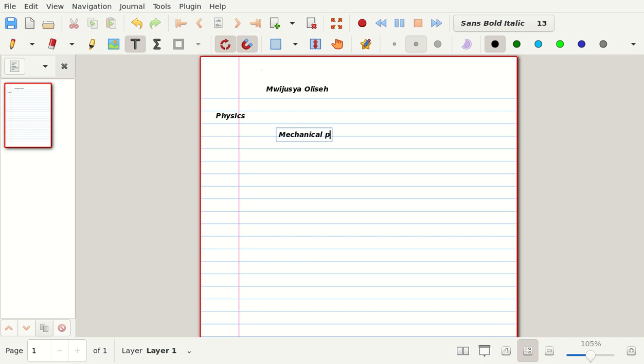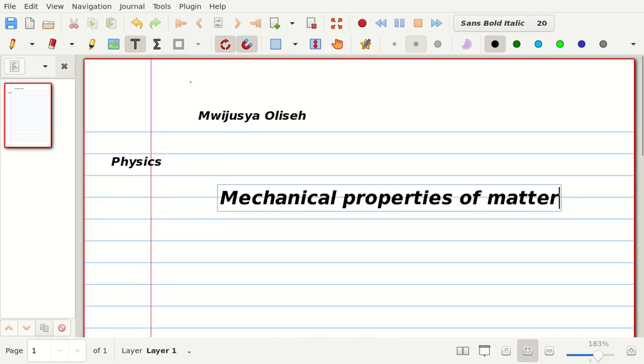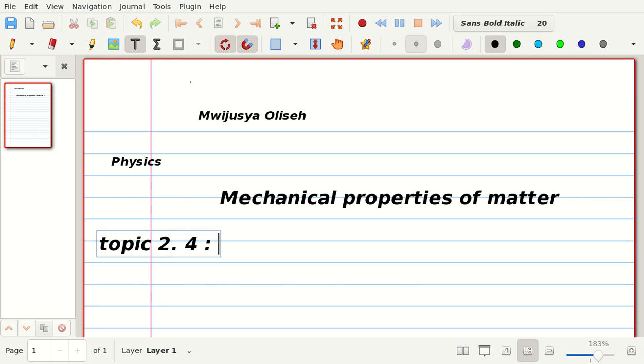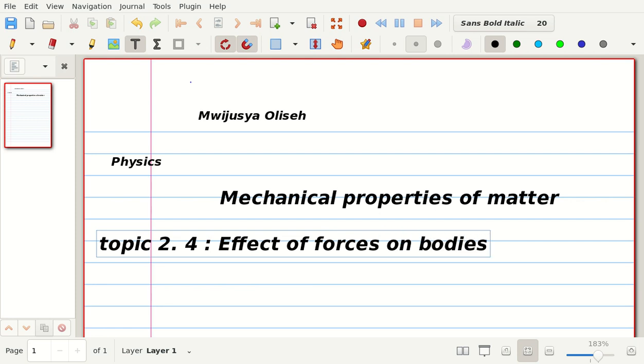Mechanical properties of matter. I could make it somehow kind of big so everyone gets it. Mechanical properties of matter, and topic 2.4, it is the effect of forces on bodies. Effect of forces on bodies.